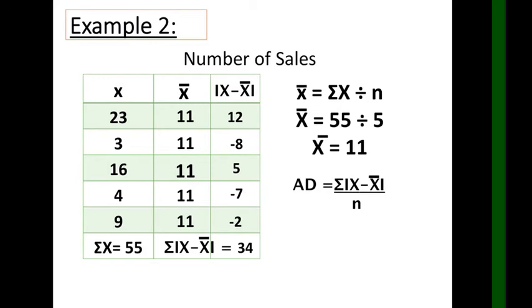And then we will use our formula for the average deviation and substitute the given to the formula. So we have 34 divided by 5, which is the number of n. Then the answer is 6.8. Therefore, the average deviation of the number of sales in the store is equal to 6.8 given the values of 23, 3, 16, 4, and 9.